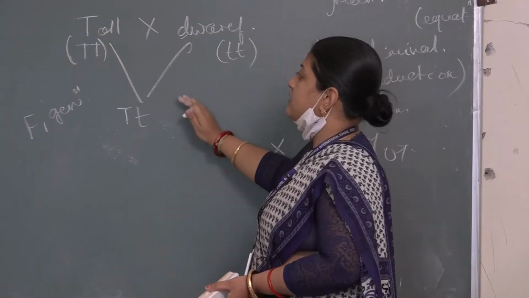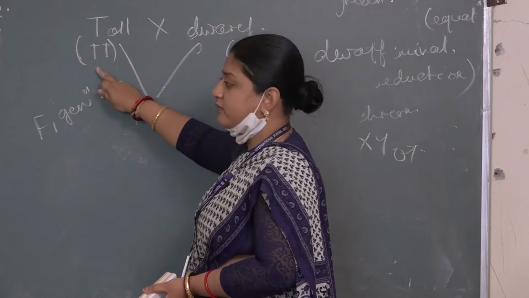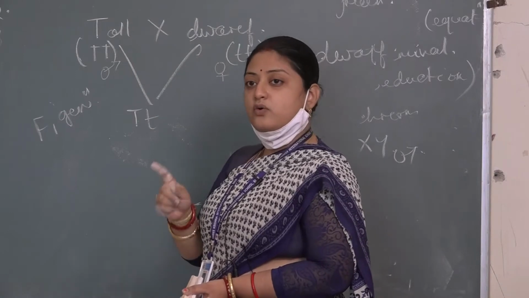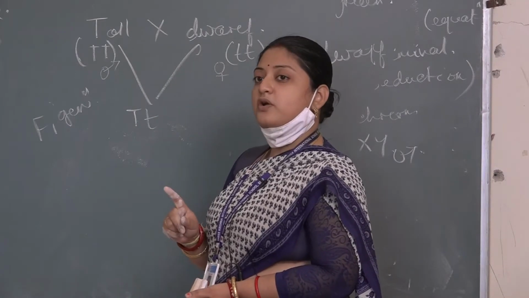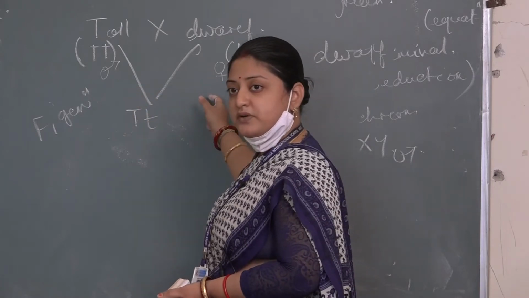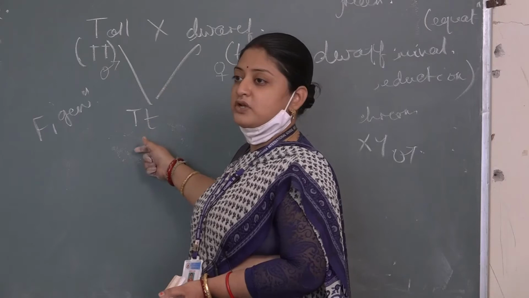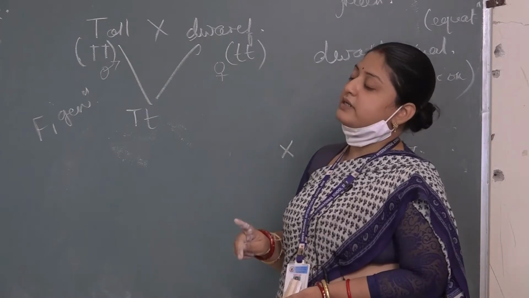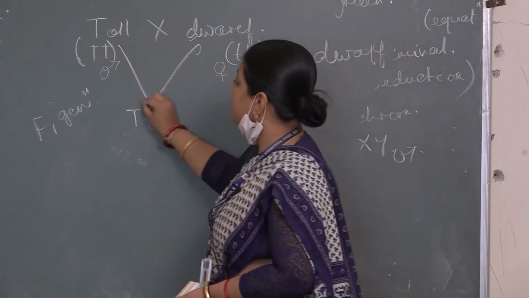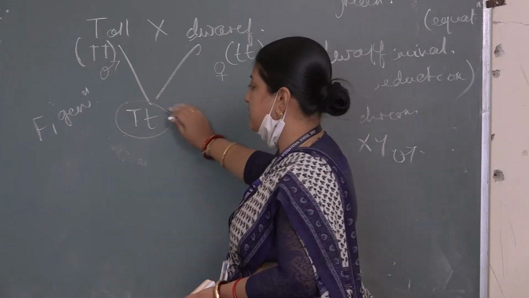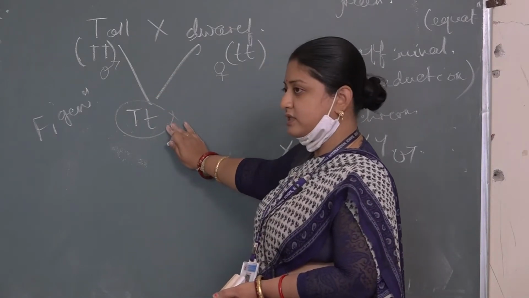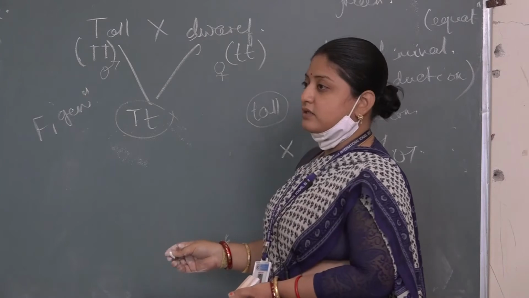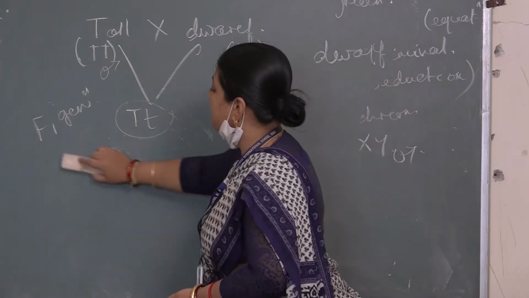In the F1 generation, this is the male gamete and this is the female gamete. A gamete always contains only a single allele, because the male gamete is going to fuse with a female gamete, resulting in the formation of a zygote. The zygote contains 2 alleles, one from the male gamete and one from the female gamete. So he got capital T small t zygotes in the F1 generation, and he observed that all the plants obtained were tall in nature.